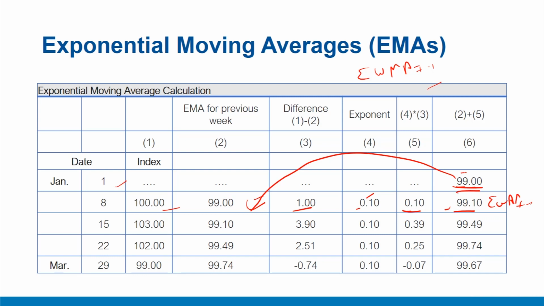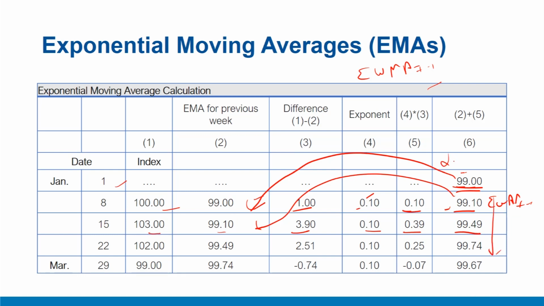So we'll transfer this to the next week, and the price is 103. Again, the difference would be taken, this 3.9 and multiplied with the exponent 0.39, and it will be added to 99.1. In a similar manner, we'll compute the EWMAs for all the weeks.